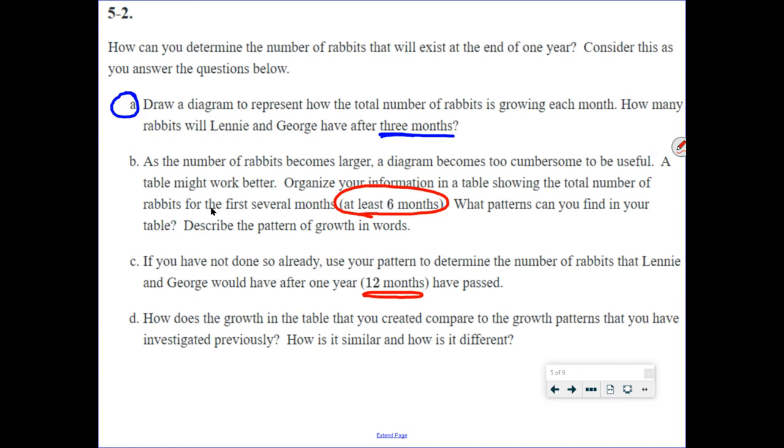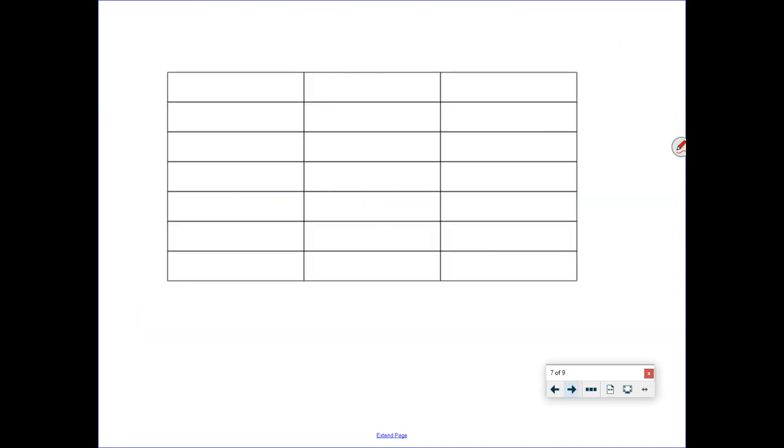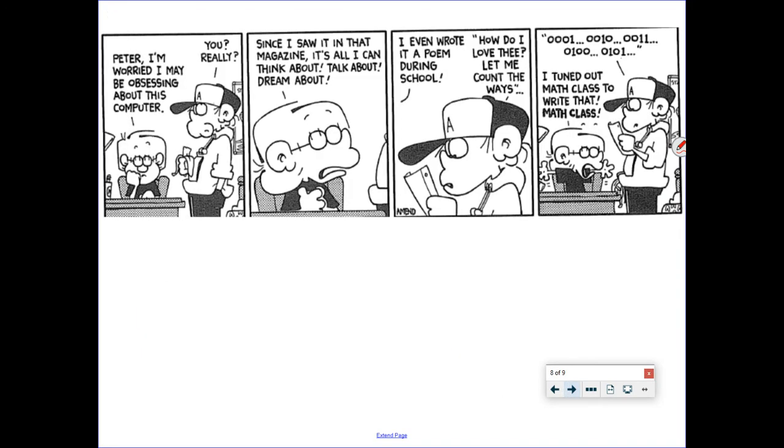Oh, I forgot to put my comic. There we go. So you can pause it and read the comic if you want to, or you can just move on from there. Cool.